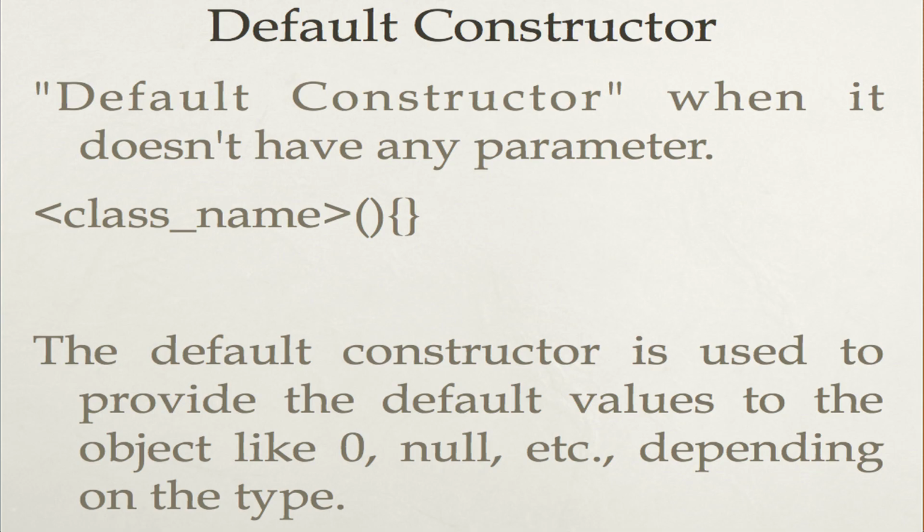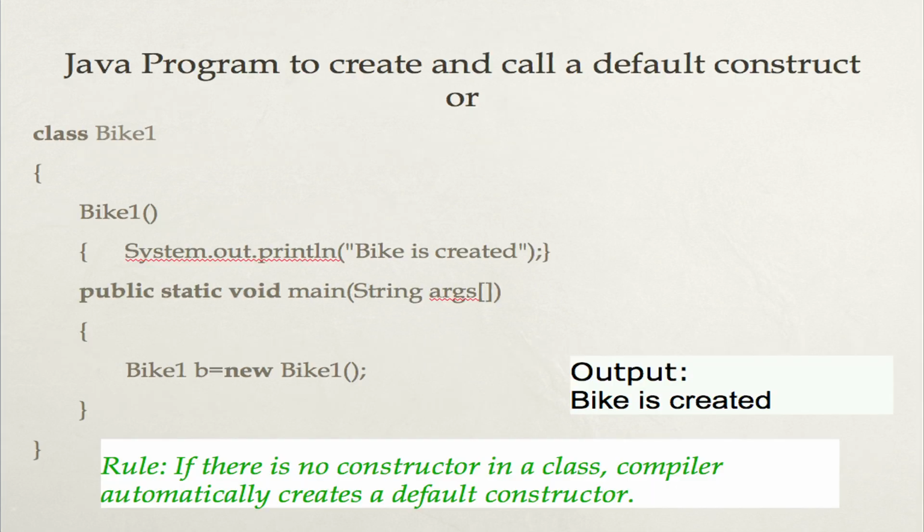The default constructor is used to provide the default value to the object, like 0 or null. In the case of the default constructor, the variables are automatically initialized by 0 or null depending on the type: 0 in the case of numeric values, and null in the case of strings. You can see this example where Bike1 is a class, and inside it we have the Bike1 constructor, and as this constructor executes, it will display the message Bike is created. The main is also here, public static void main String args. As we define the object of the Bike1 class, Bike1 b = new Bike1, the new directly executes the Bike1 constructor, which displays the Bike is created message.